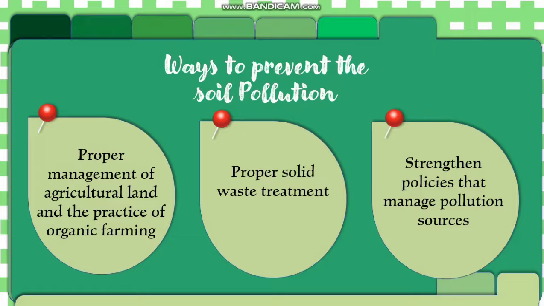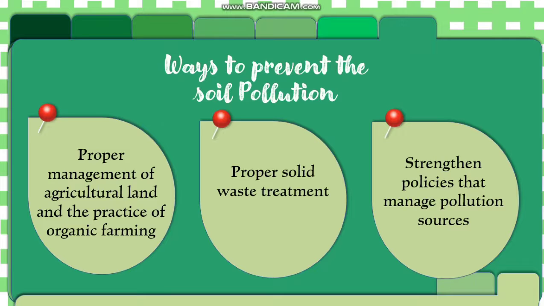There are some ways to prevent or lessen the soil pollution. Ang una is yung proper management of agricultural land and the practice of organic farming. So, kailangan maging maayos yung pag-manage ng agricultural land and the practice of organic farming para maiwasan yung soil pollution. Next is proper solid waste treatment. Kailangan maging responsable sa pagtapon ng basura ang isang tao. Nabubulok sa nabubulok, di nabubulok sa di nabubulok. So, para maging healthy ang paligid.